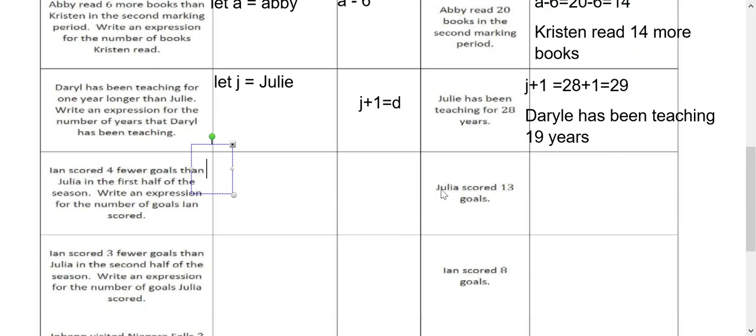We can see over here that we have Julia. So again, let J equal Julia. And remember, you can use any variable for these. It says Ian scored 4 fewer goals than Julia in a season. So 4 fewer than Julia, so J minus 4, because it's a turnaround equation. And then we go over here and we solve it. So J minus 4 is going to equal 13 minus 4, which equals 9.